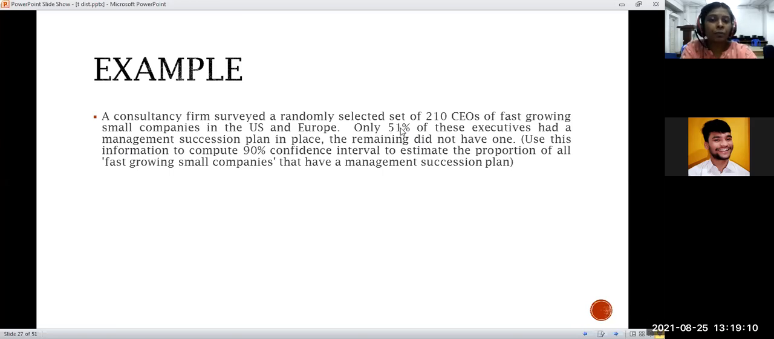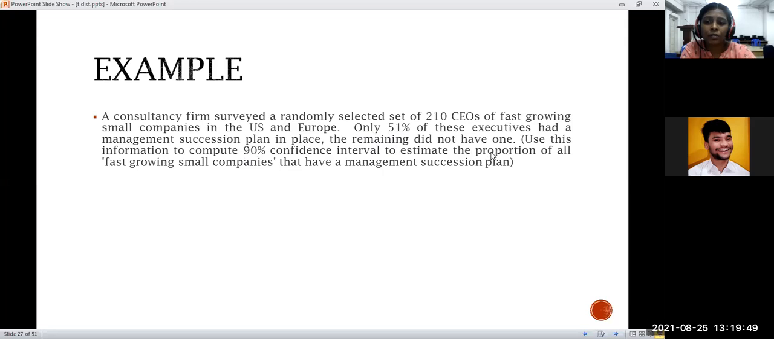So only 51% of the total 210 CEOs had a management succession plan in place, which means to say that if due to any situation they have to leave the organization or they fall sick and they cannot carry forward, they have a kind of a replacement in order to fill their vacant position. That is what you mean by management succession plan. So replacement for any vacant spot in higher positions in the organization. The remaining CEOs did not have this plan in place.